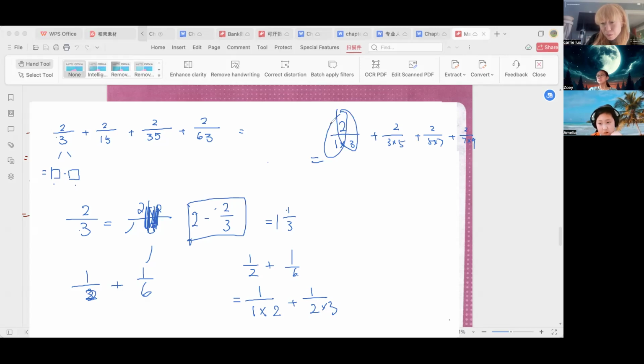No. Okay? You need to use your brain. It's not just copying everything exactly the same, because 2 minus 2 over 3 is not equal to 2 over 3. But 1 minus 1 over 3 is equal to 2 over 3. 1 over 3 minus 1 over 5 is equal to 2 over 15. I want you to do the calculation, Amelia. Then 1 over 5 minus 1 over 7 and 1 over 7 minus 1 over 9.